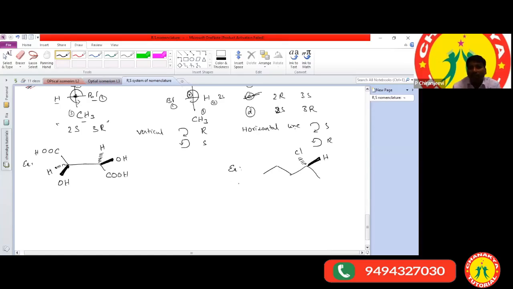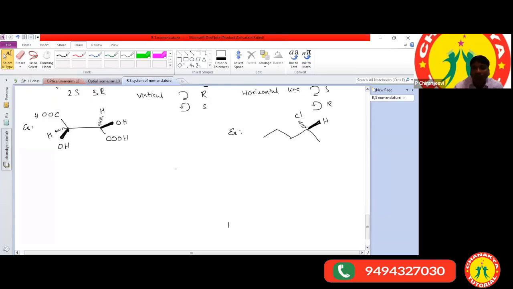Clear? Anjan, can you please copy these 2 examples? And Sirisha, everyone, please copy all these examples. Okay. Last 2 examples.